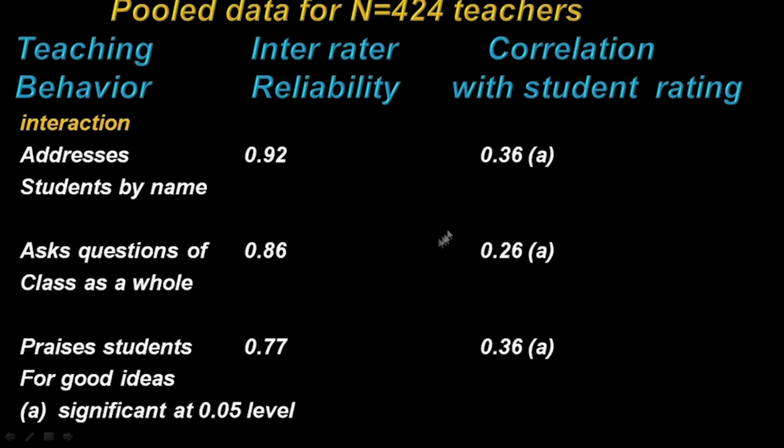Similar kind of thing for interaction. You find interaction is important for good teaching, but for addressing the students by name, students don't care that much, it's 0.36. Praise the students for good ideas, 0.36. Ask questions of class as a whole, 0.26. And you can easily work out all the high inference teaching behaviors in terms of low inference teaching behaviors, which means each one can be taught individually without giving a general idea that this is what you should do. I think I'll take up the rest in the next class.